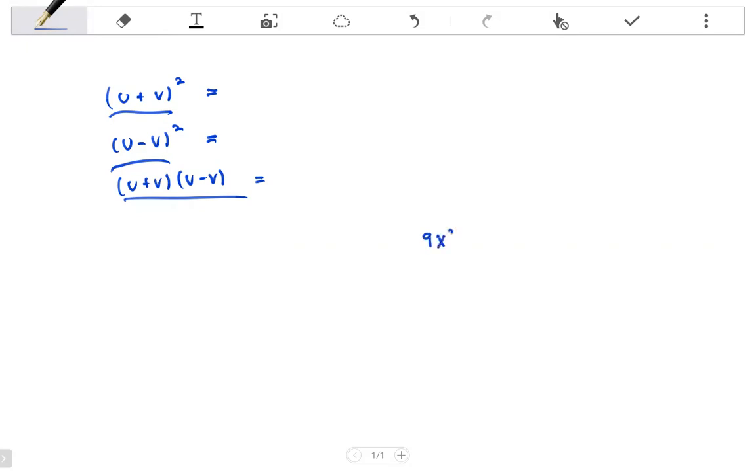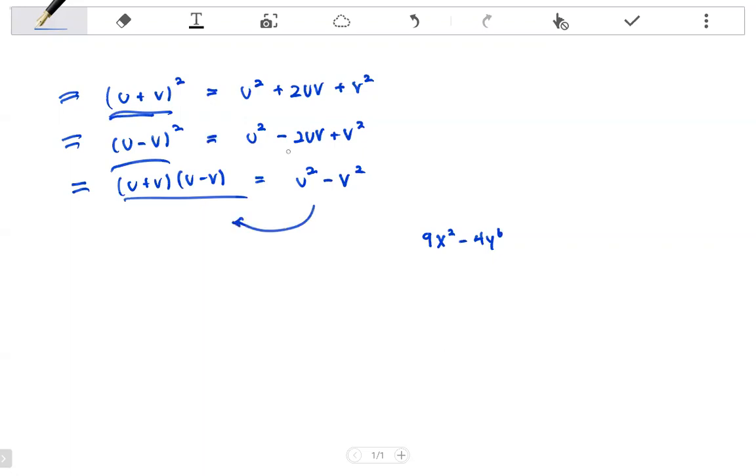So if we have an example, 9x squared minus 4y to the 6th, and we're told we want to factor that. Well, if we want to factor this, then it's either going to be in these three forms, right? So which form is it going to be? Well, if we FOIL this out, u plus v times u plus v, what does this become? U squared plus 2uv plus v squared, right? Let's try the next. What is this? U squared minus 2uv plus v squared. What about the last one? It's just going to be u squared minus v squared. But we're wanting to go this way for everyone.